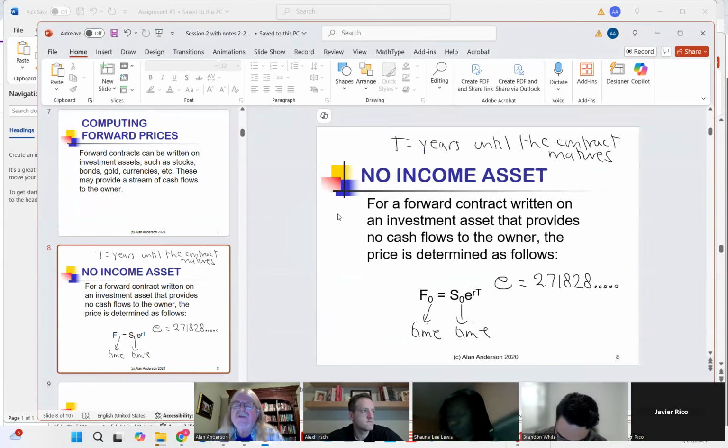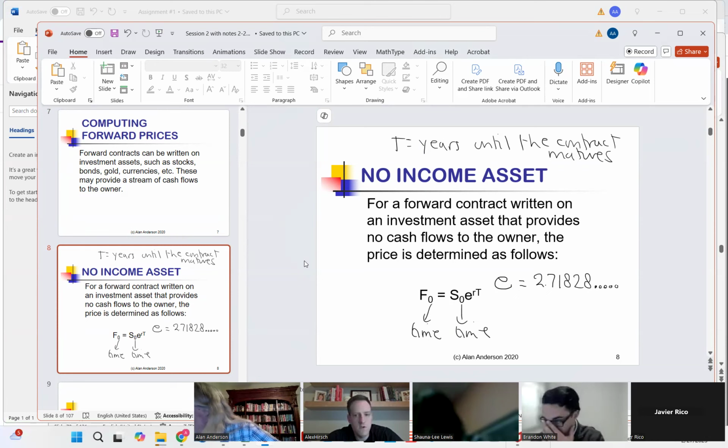In other words, imagine that this contract is written on, let's say, gold. And if you own gold bars, you don't get any dividends or cash flows or anything. So here's what you have to do. This is the official formula. The zero subscript means the time, which means today. In these models, a time of zero means right now. So the current forward price of this asset is calculated in the following way. S is the spot price.